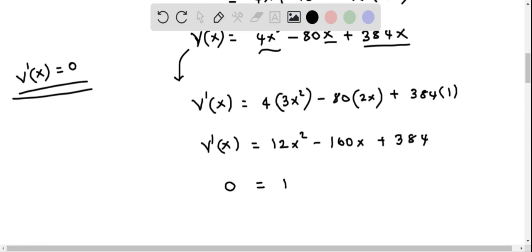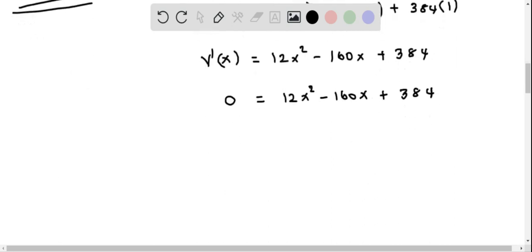So 0 equals 12x squared minus 160x plus 384. Basically, this is a quadratic equation which we can solve for x. So first I'm going to divide both sides by the common factor 4, and rearrange in terms of a quadratic expression. So 12 divided by 4 is 3, so I write 3x squared minus 160 divided by 4 is 40, so I write 40x plus 384 divided by 4 is 96, and this equals 0.